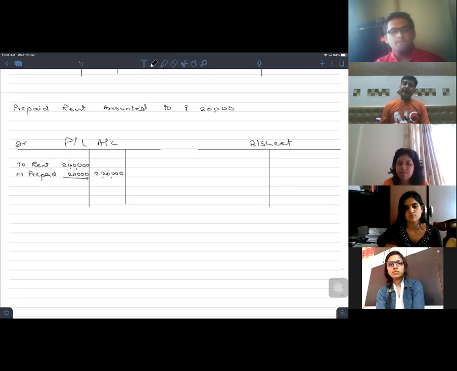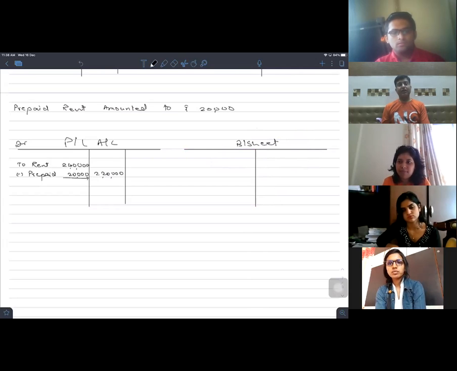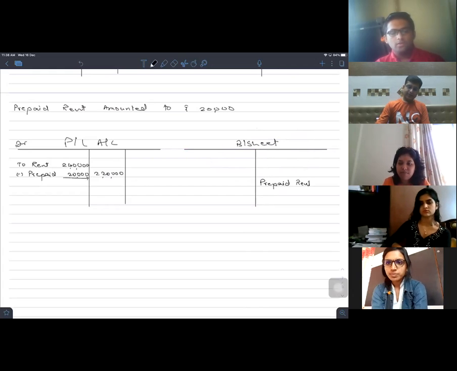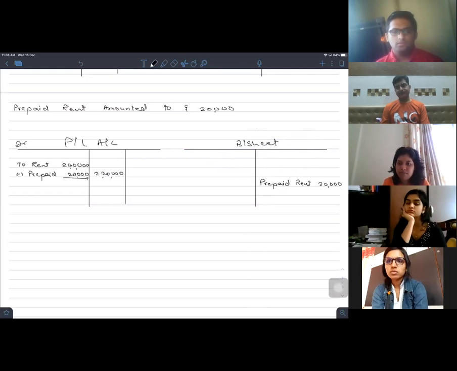And at the same time, now this prepaid rent becomes my asset or not? And as it is becoming my asset, therefore it will be shown in the balance sheet on the asset side under the heading of current assets as what? Prepaid rent. How much? 20,000. Are you people getting the things right? Yes or no? Yes.